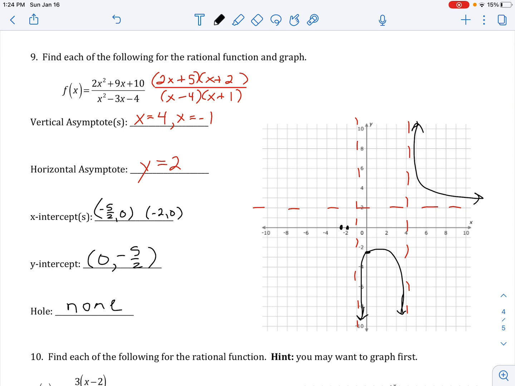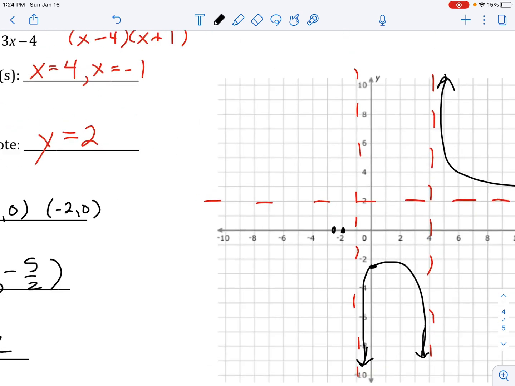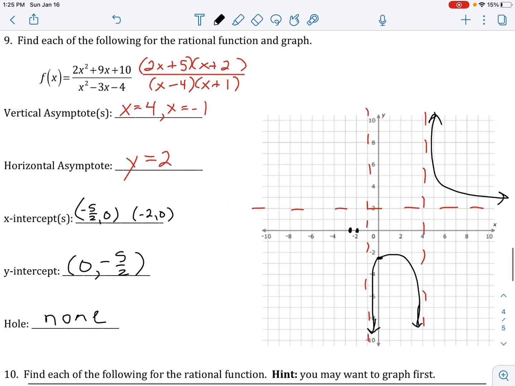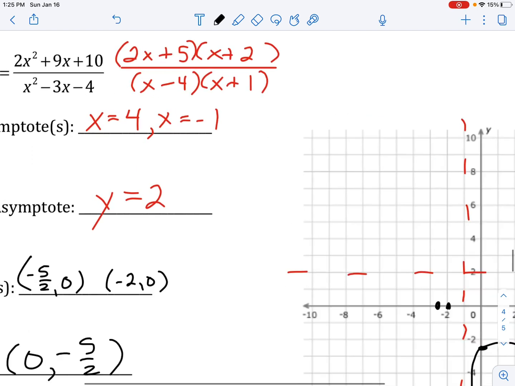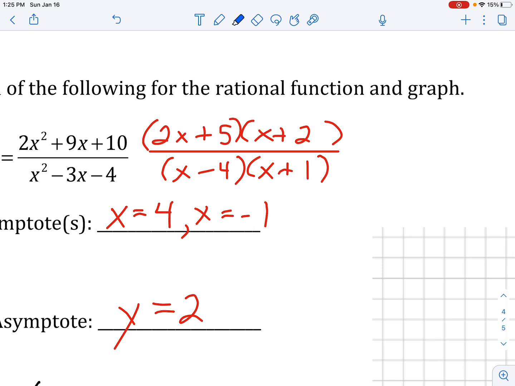All right, now on the other side, on this left side here, I could plug in negative 1.1, so something just to the left, again, of this vertical asymptote. So if I plug in negative 1.1, that is going to be positive. That is going to be positive. That is negative. That is negative.